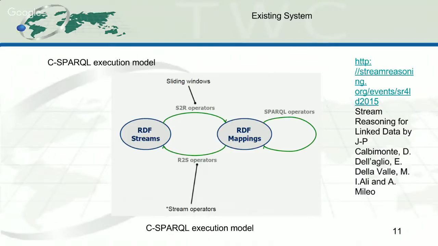The execution model of C-SPARQL features the S2R operator, R2S operator, and SPARQL operator. You have these RDF streams coming in, and you have the stream-to-relation operators to get a portion of the RDF streams, and fit them into this RDF mapping, and you execute SPARQL against this mapping. When you have the result, you can choose to stream the result back to the RDF streams using the relation-to-stream operator.